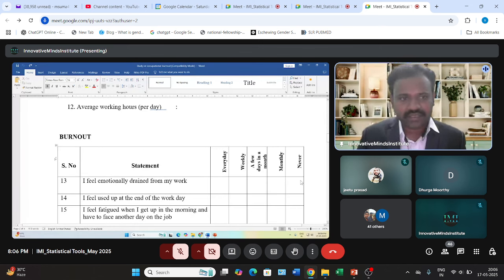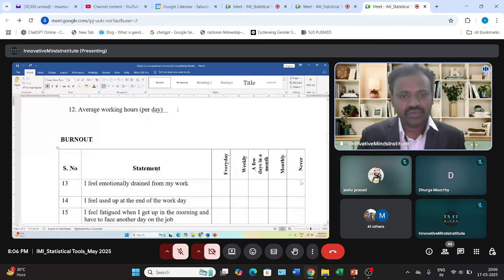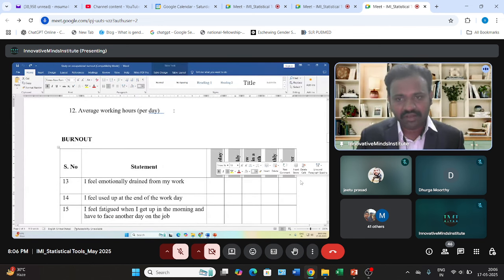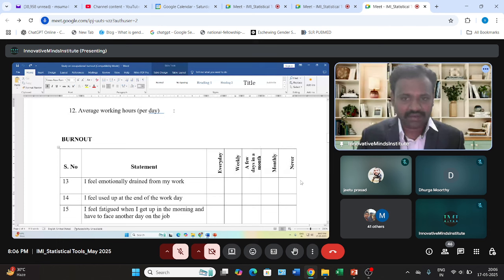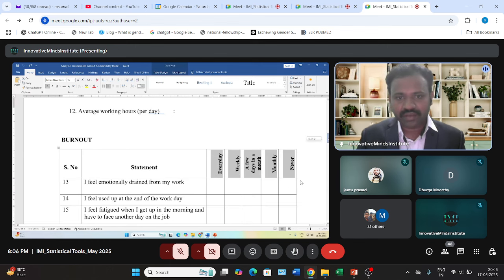Here you can see another term called burnout. What do you mean by burnout? In this study, the level of burnout is the dependent variable. So you will use some statements and capture the level using some Likert scale. If you are using this kind of measurement, surely your study falls under quantitative research, right? So keep it in your mind.